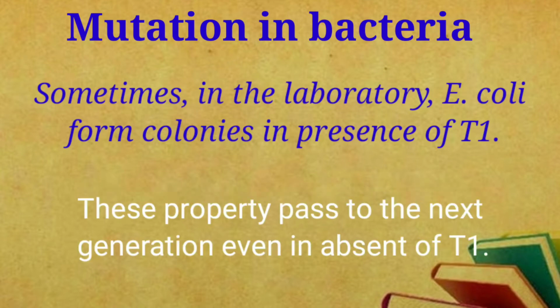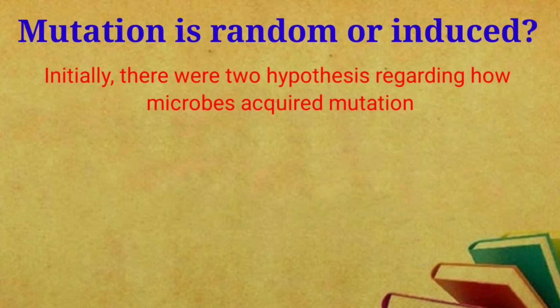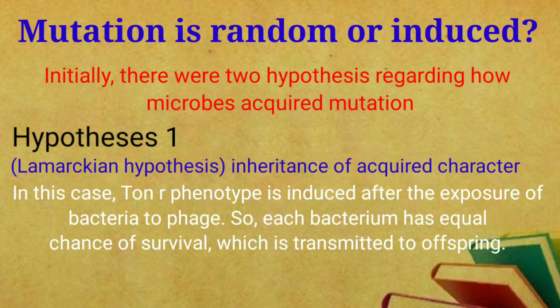T1 resistant phenotype is stable, that means it's heritable. All progeny bacteria are T1 resistant phenotype and persist in the absence of T1. Initially, there were two hypotheses regarding how a microorganism acquired mutation.